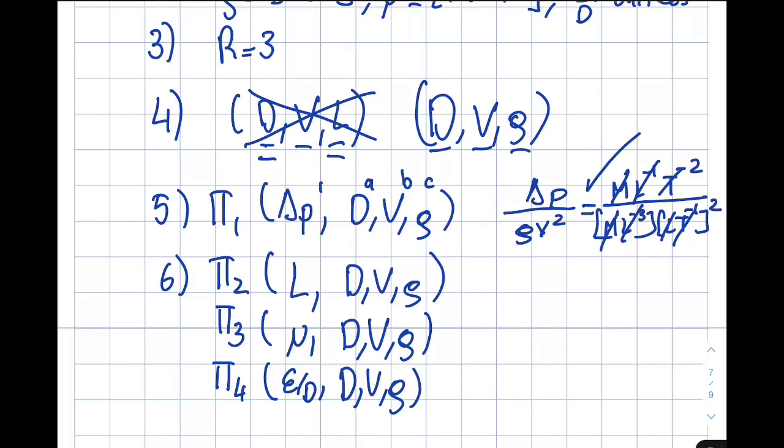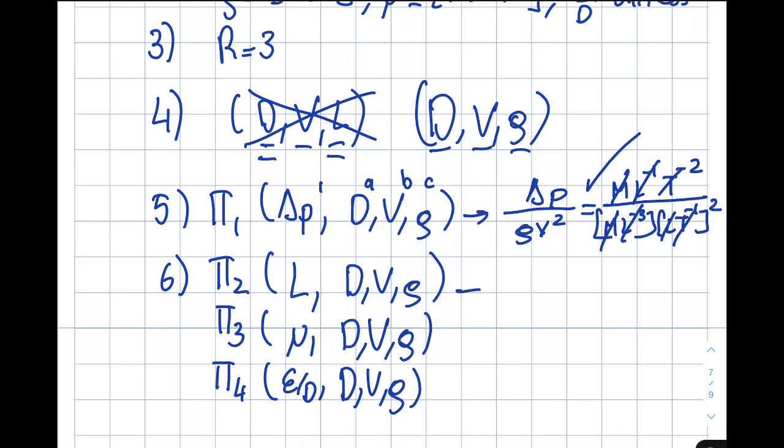But as I mentioned, if you don't see this, you can simply go ahead and use delta p to the power of 1, d to the power of a, v to the power of b, and density to the power of c, and you will get a is equal to 0, b is equal to minus 2, c is equal to minus 1. And I would like you to note that not all four terms must appear in the pi terms. So that's something to note.